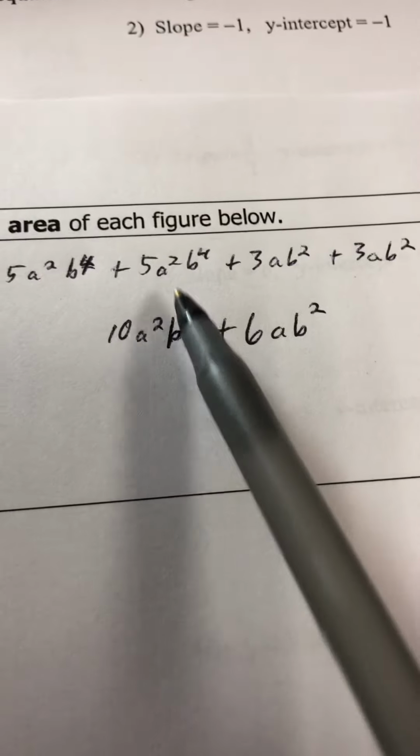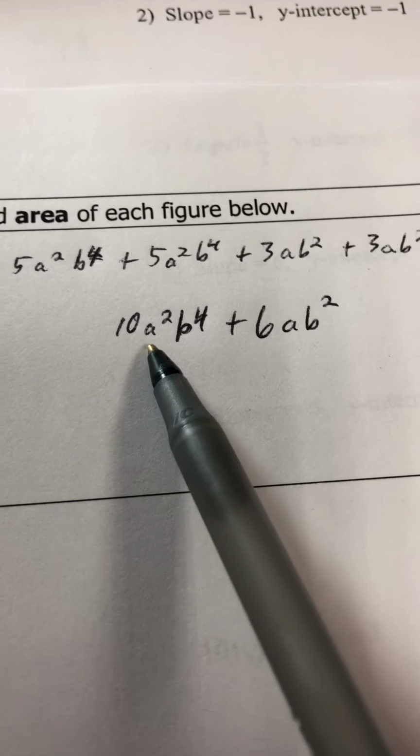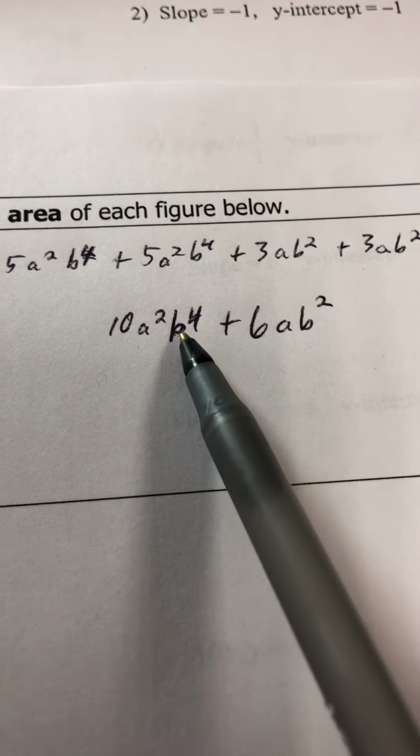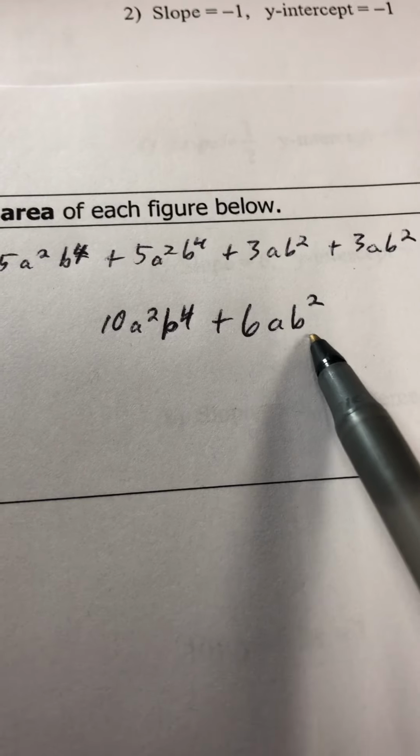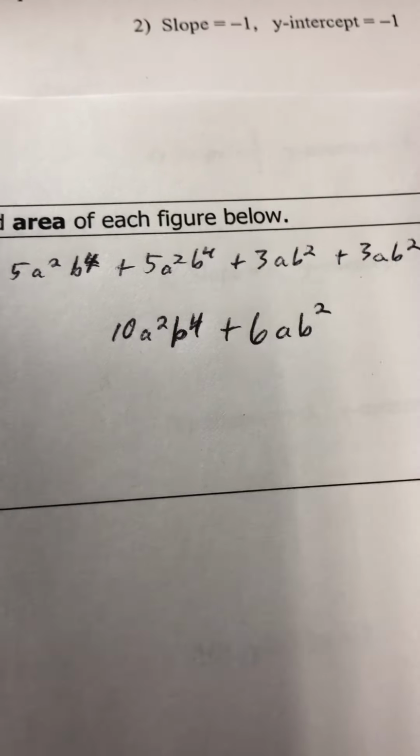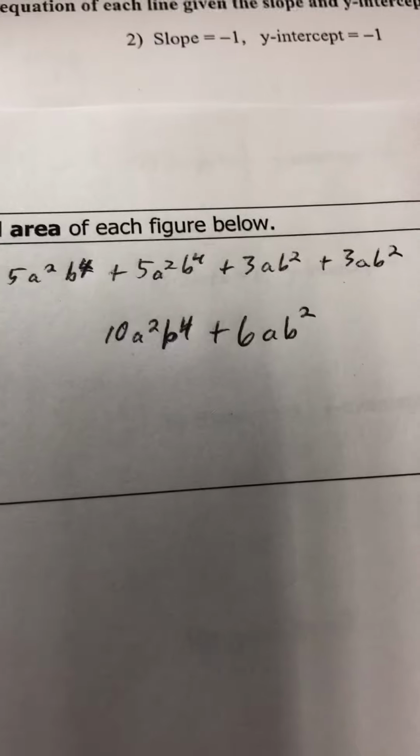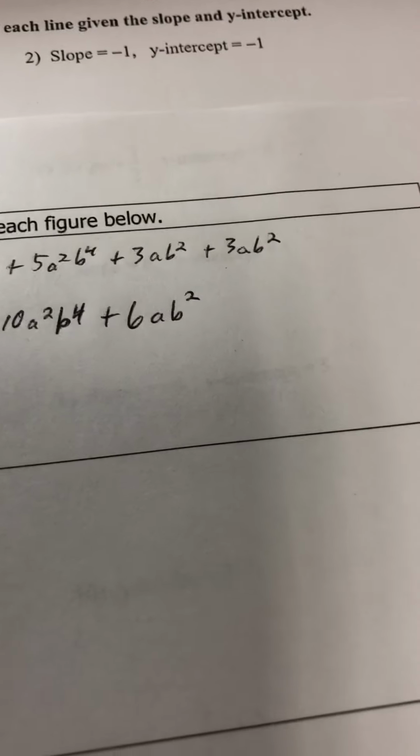I can only combine like terms. So I get 10a squared b to the fourth, plus 6ab to the second. That's supposed to be a little 4 up there. I can only combine the like terms when you're adding monomials.